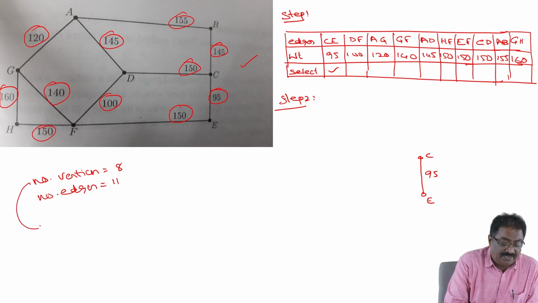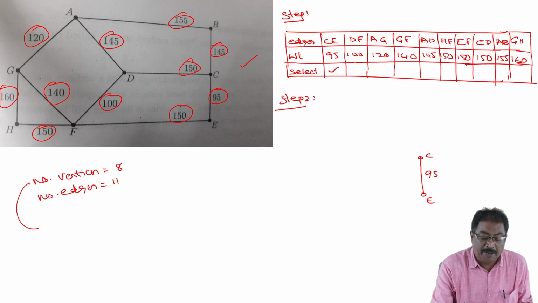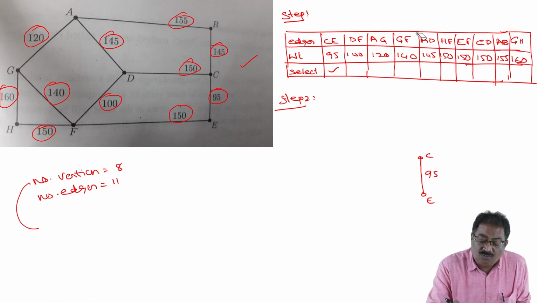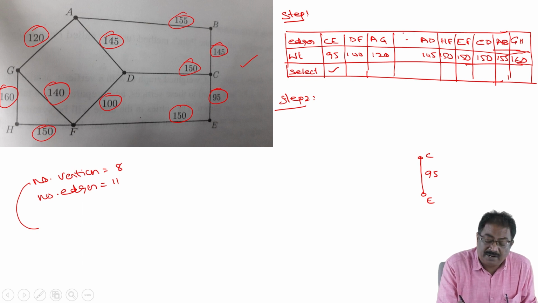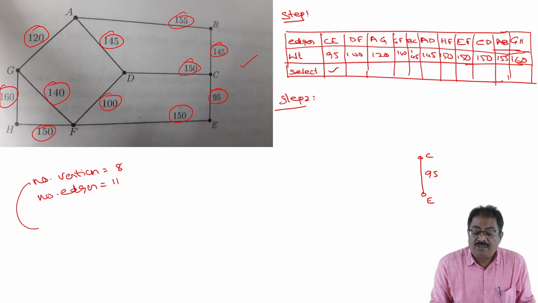So I have to select, then 1, 2, 3, 4, 5, 6, 7, 8, 9, 10. One more is missing. 95, 100, 120, 140. 145s are 2. So here 145 we are just missing. So I am going to write AG 140, which is nothing but GF, which is 140, and AD is considered and BC is not considered. So I am taking BC, which is 145. So 1, 2, 3, 4, 5, 6, 7, 8, 9, 10, 11 edges.